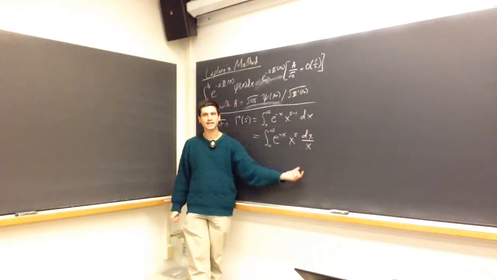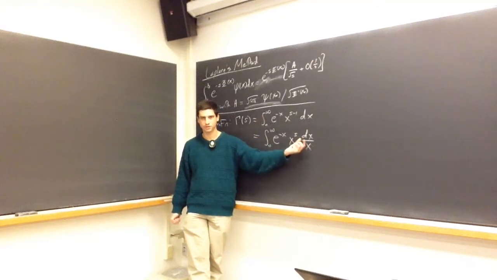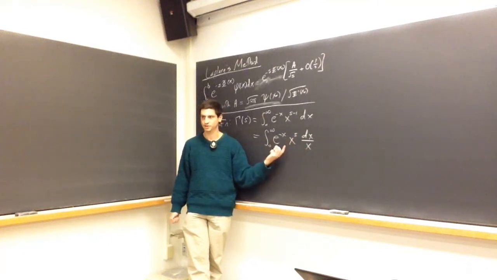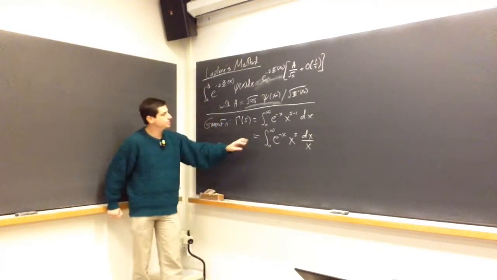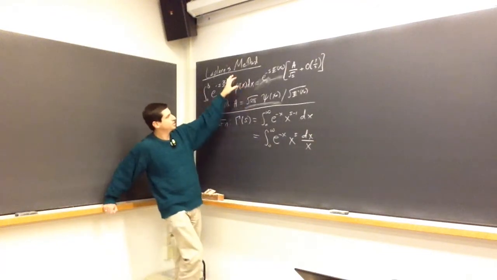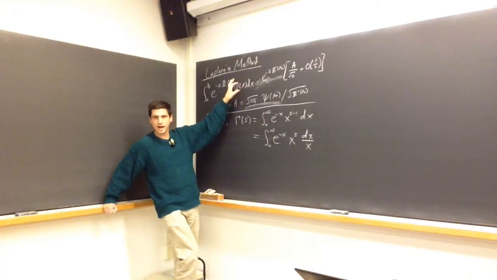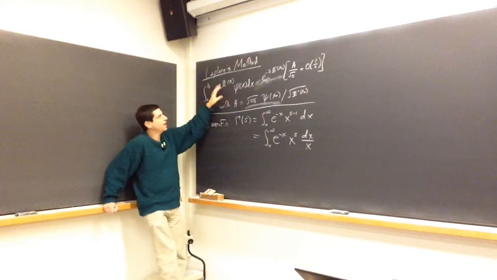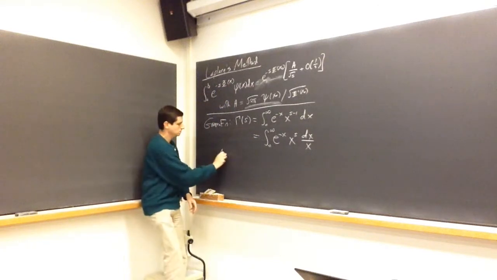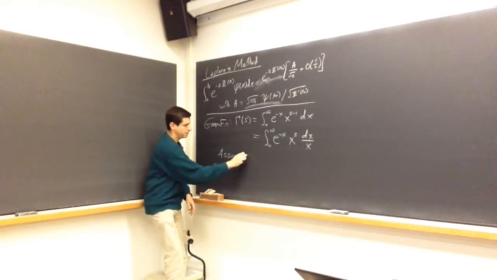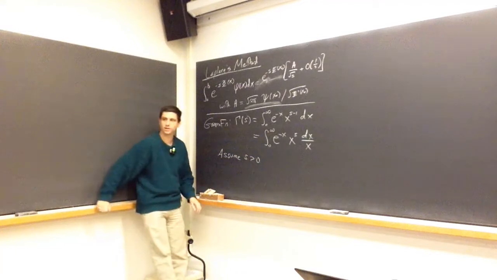The advantage of writing it like this is now if you rescale x by a factor of 5 or 6 or 7, the dx over x, that measure is invariant. And then you're looking at the integral against this function. Okay? So the goal is we want to somehow convert this to something of this form and then apply Laplace's method. So for us, I'm going to assume that s is greater than 0.